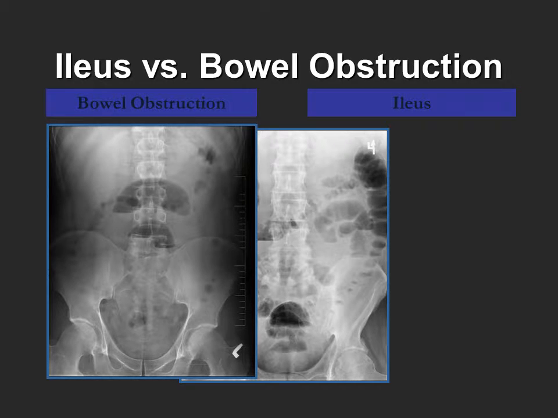The plain film on the left shows findings indicative of a bowel obstruction. Some of the features just highlighted, including differential air fluid levels and dilated bowel, can be seen on the radiograph. The image on the right shows the findings of an ileus. Notice that there is air throughout the bowel and there are no differential air fluid levels.